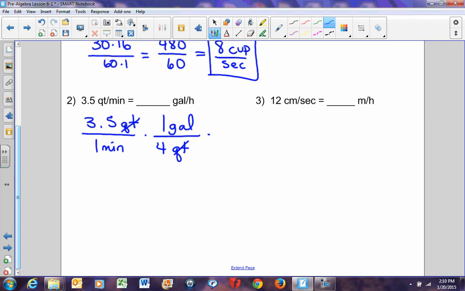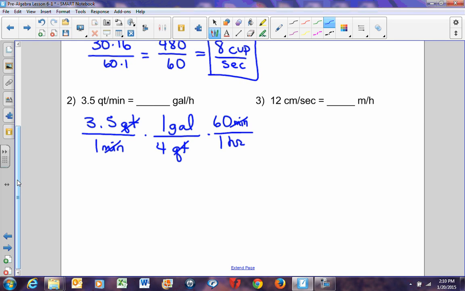How many minutes are there in an hour? Well, there are 60 minutes in an hour. Since I need the minutes to cancel out, the 60 minutes should be on the top here. And the hour should be on the bottom here. So the minutes cancel out right there. And I now have gallons per hour, which is what I was asked to find.